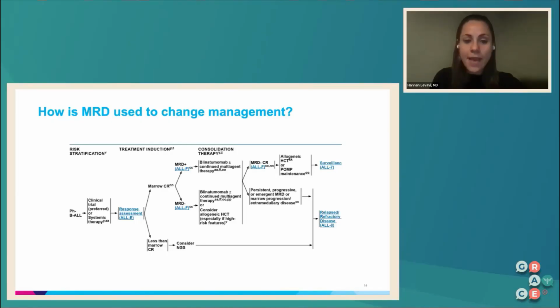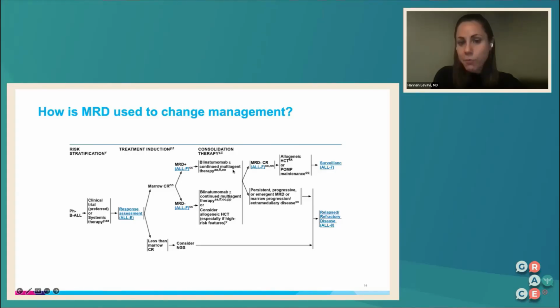One very pertinent example to the work I do is in B-cell ALL, which is the most common type of ALL, or acute lymphoblastic leukemia. This is from the NCCN guidelines, where we see that if a patient has B-cell ALL, we do response assessments. If they're in a remission, CR meaning complete remission, there's then a branching point as to what to do if they're still MRD positive or MRD negative.